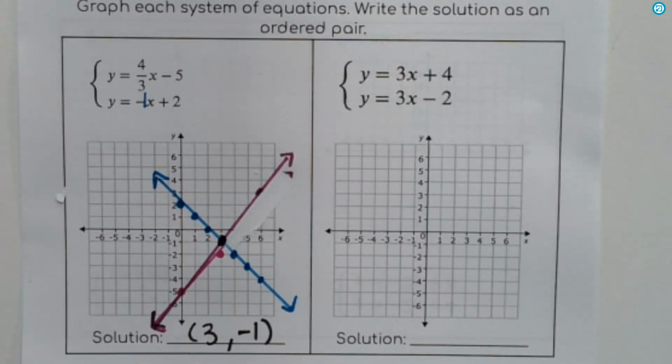Okay. Let's look at the next one then. So we've got y equals 3x plus 4 and y equals 3x minus 2. What do you notice about those two equations? They both have the same slope. So let's go ahead and graph them and see what happens when they both have the same slope.